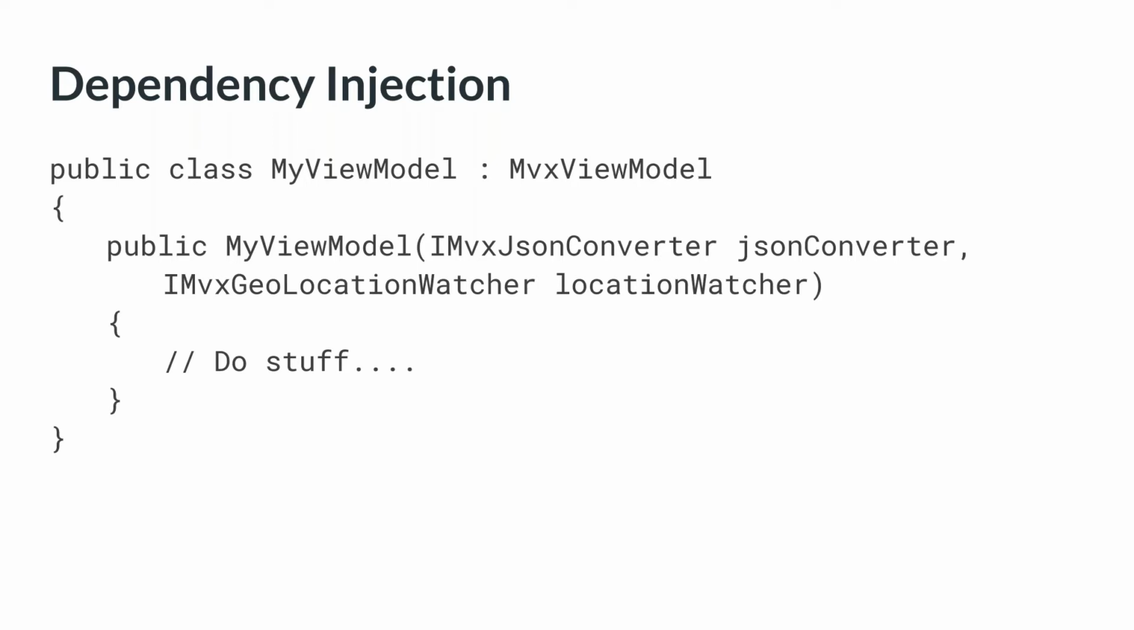A lot of people ask me, why do I need to use dependency injection? Isn't this just extra work? You need to figure out how dependency injection works. Well, there's one big main advantage here, and that is that if you inject your services into your view model, you can actually test them. You can mock your services in your unit test project.